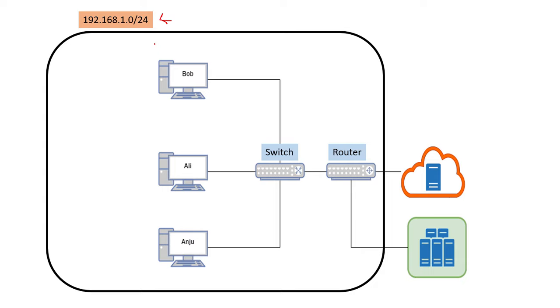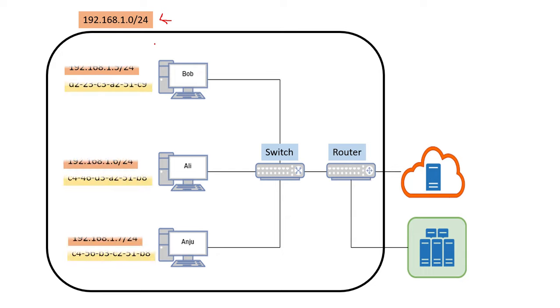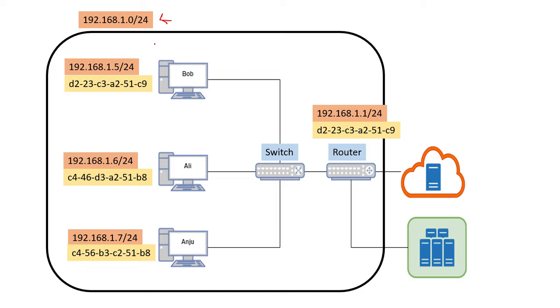Why do we have a router? If we want to communicate to the external network, we need the router. And we have the IP addresses and the MAC addresses of all 3 devices. And we also have a MAC address and IP address for the router. We have a MAC address for the switch also, but I am not showing it here because it's not required. Now Bob wants to send a message, hi, to the 192.168.10.0 network, which is a foreign network, an external network.